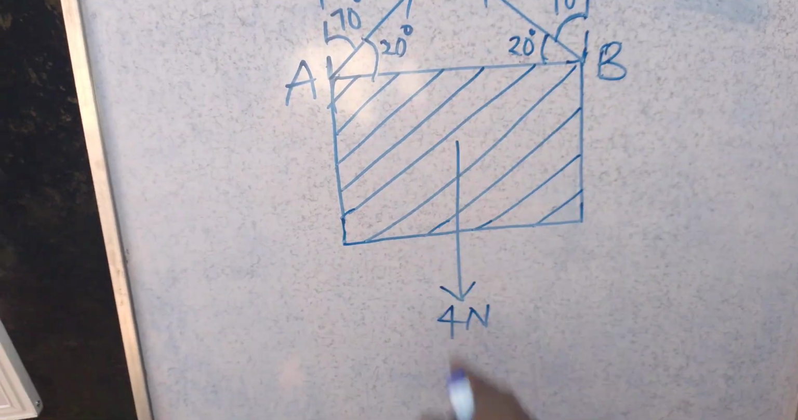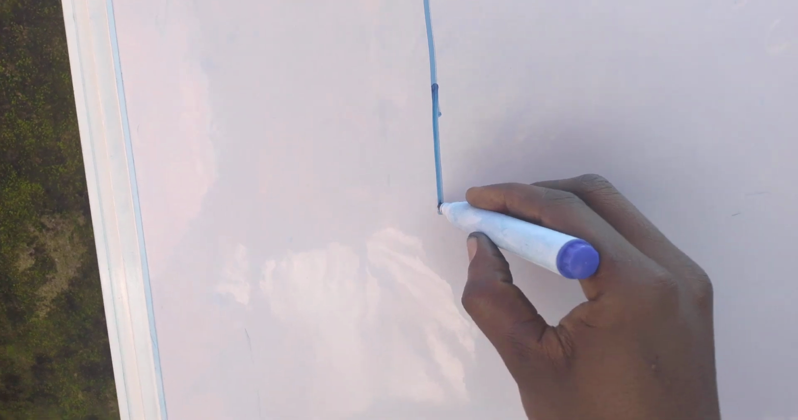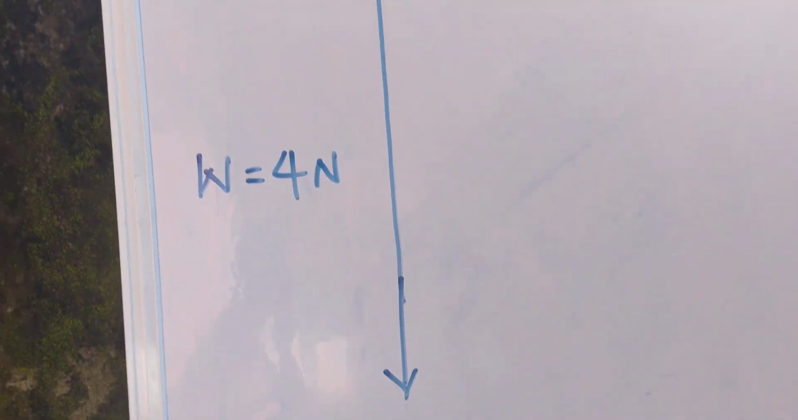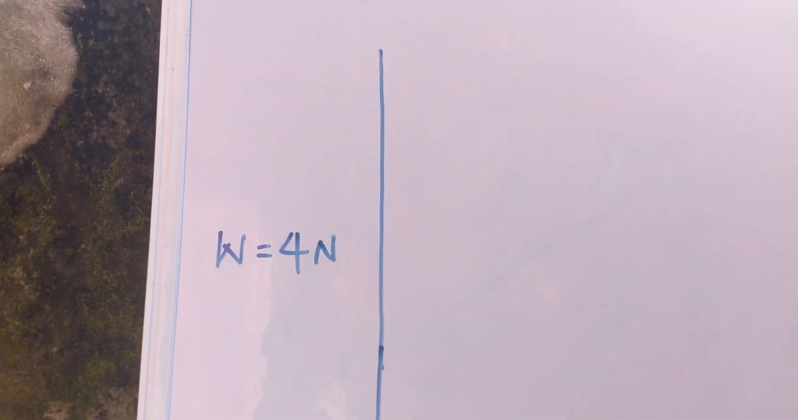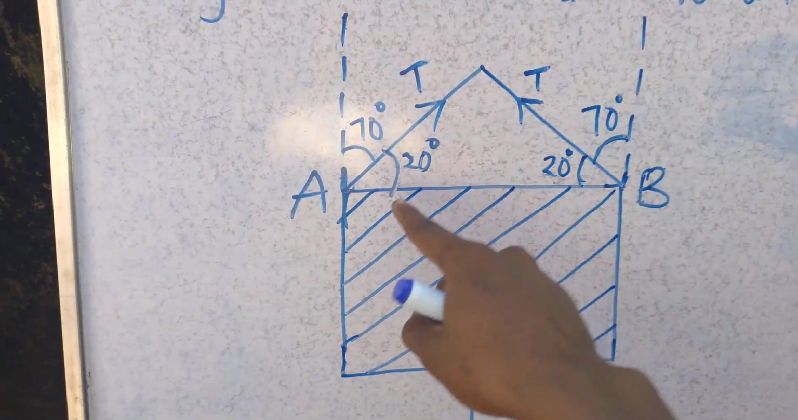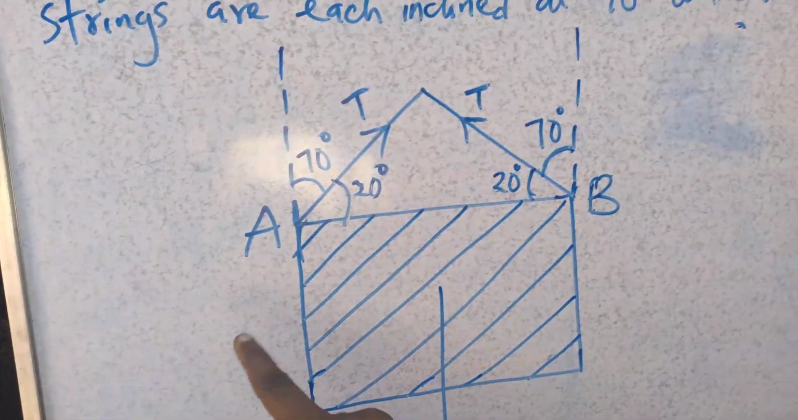Take this weight first, the weight acting vertically downwards. The weight that acts vertically downwards, that's W equals 4 Newton. Then the next thing I'll take, I'll go back, I'll take this tension force going this way, which is inclined at 70 degrees. So I'll take the tension force going like this.